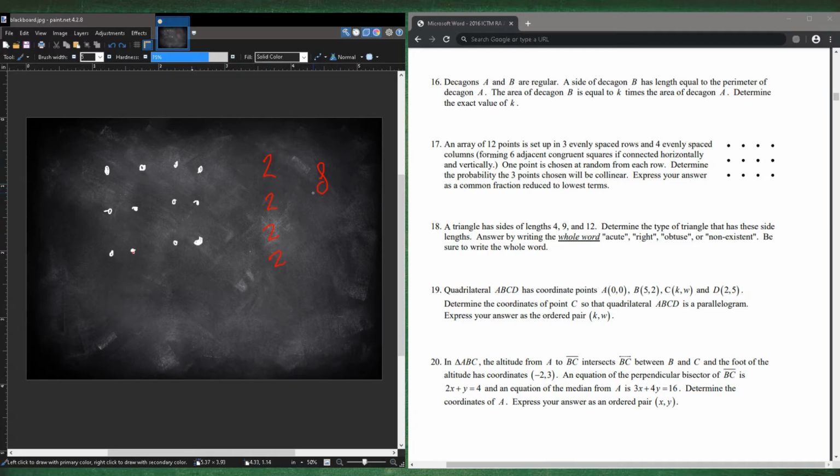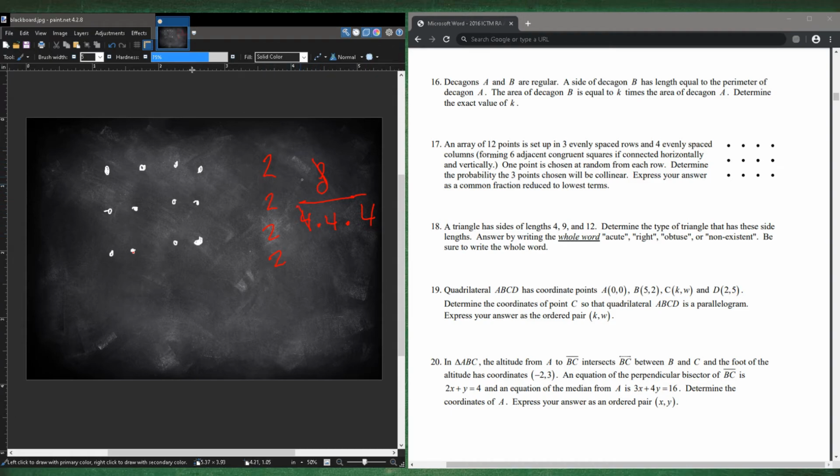So we have 8. So how many possibilities are there? Well, how many can you choose in the first row? That's 4. Times how many possibilities can you choose from the second? 4. And how many possibilities can you choose in the third row? 4, right? So this is the amount of possibilities on the bottom.